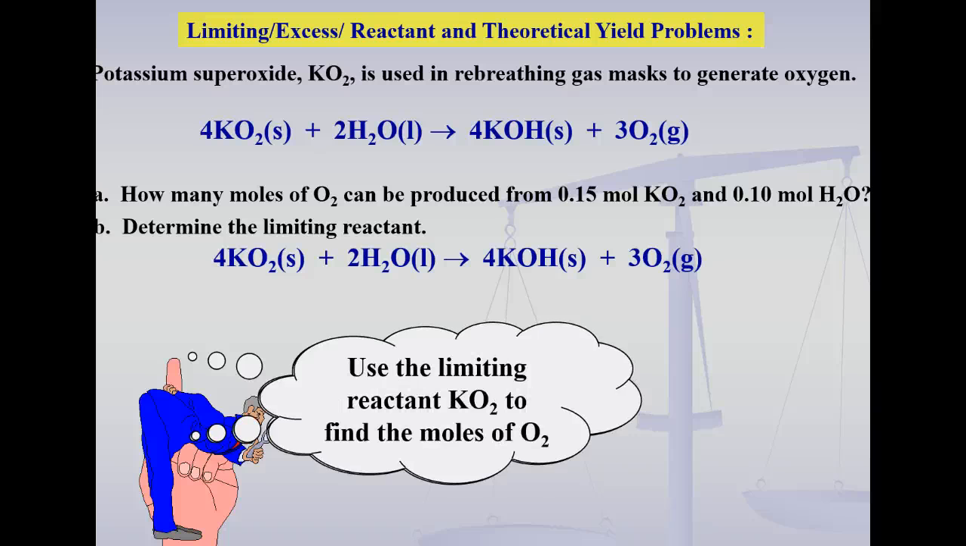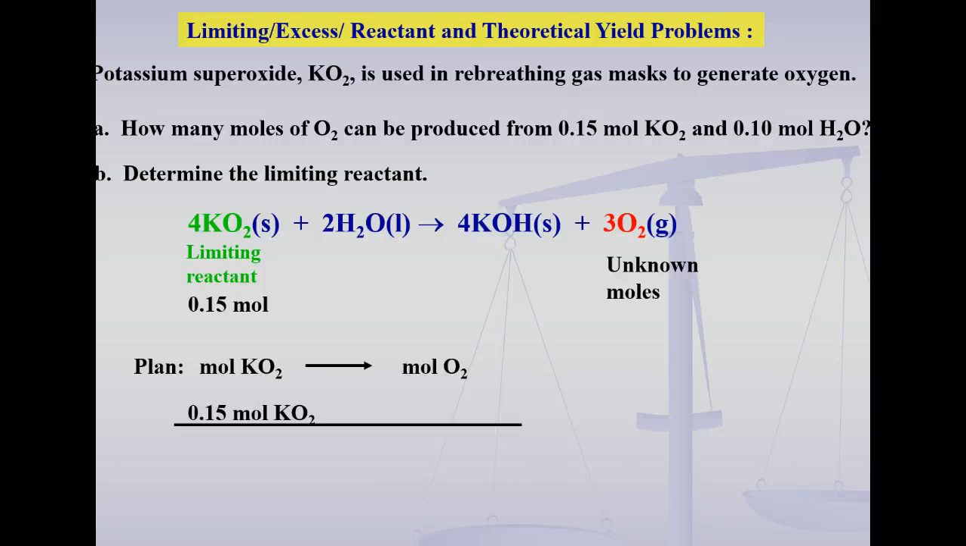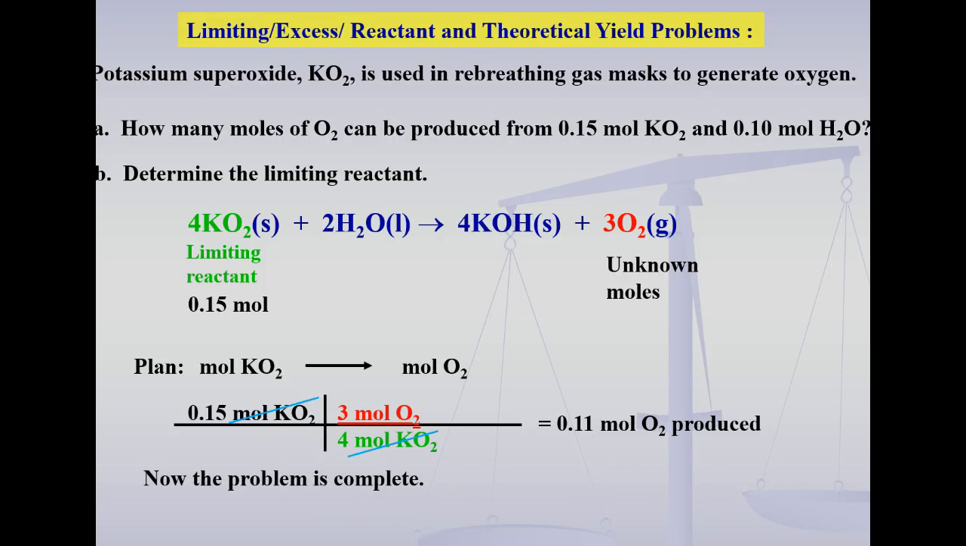We need to use the limiting reactant to find the moles of the oxygen. So we're starting with 0.15 moles of potassium superoxide to get the moles of oxygen. Plan moles of potassium superoxide to moles of oxygen. Set up your problem using the mole ratio, and that will give us 0.11 moles of oxygen that is produced. Now our problem is complete.